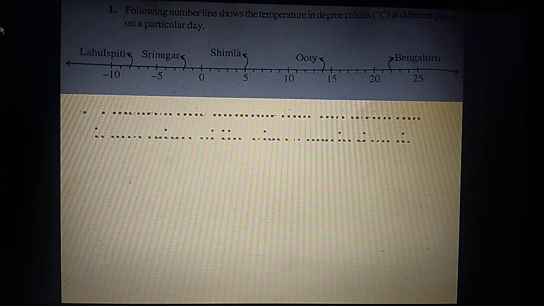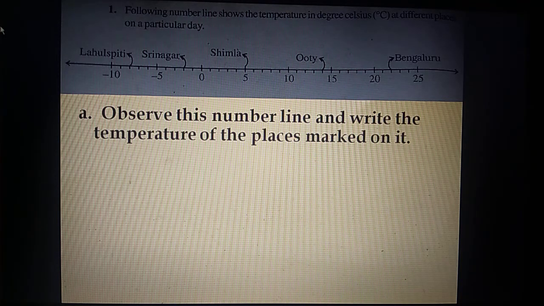The following number line shows the temperature in degrees Celsius at different places on a particular day. Now, a number line is given to you. Your first subpart is: observe this number line and write the temperature of the places marked on it. We will start from the right. The first city from the rightmost place is Bangalore.